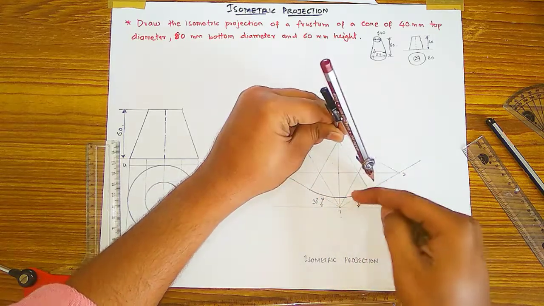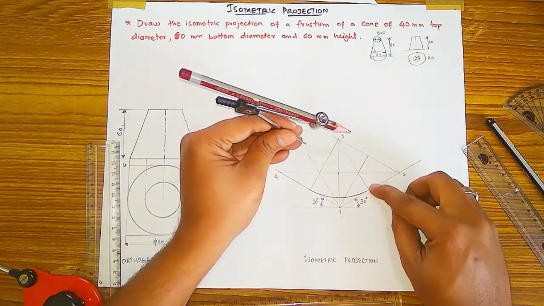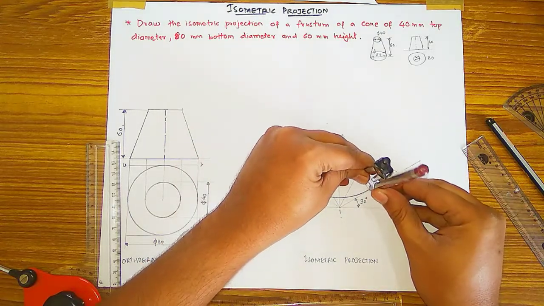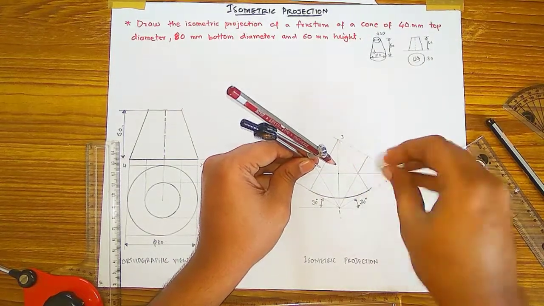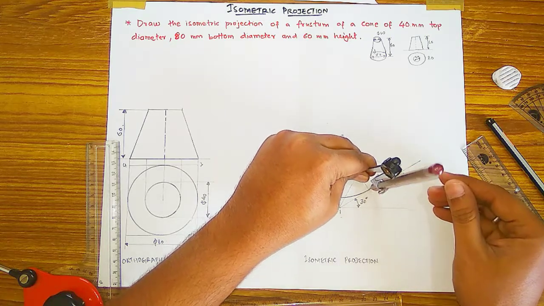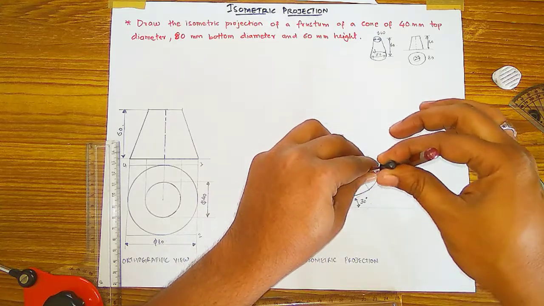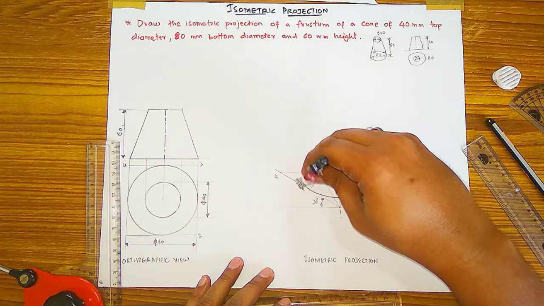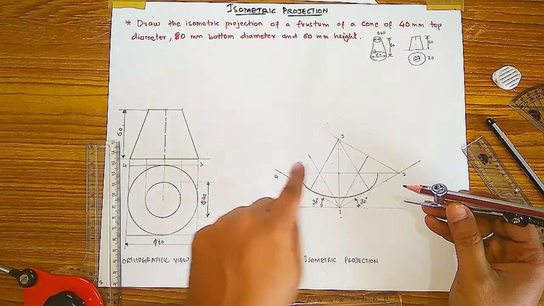It is visible from the front, so I have done dark. Okay, and the remaining arc is visible from the front, so we have to do it dark. Sorry. Okay, then from here also, half of this curve is visible. This curve is visible from the front, so I have done dark.